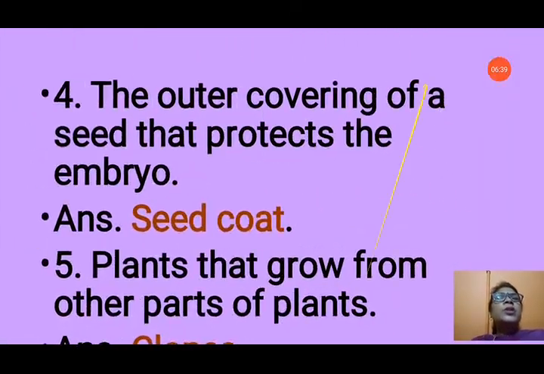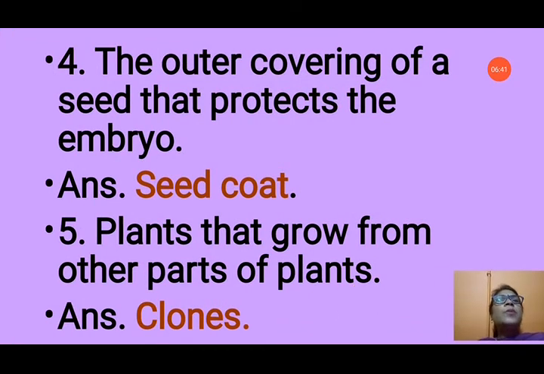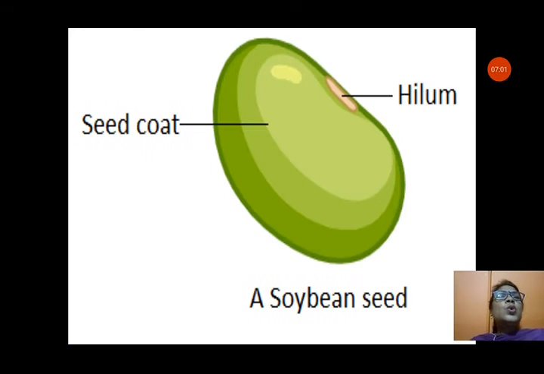Now next question is 4 number. The outer covering of a seed that protects the embryo is seed coat. 5th number is plants that grow from other parts of plants are called clones. That means the vegetative part of the plant also can grow into a new plant. These new plants that are grown from the vegetative parts of the plants are known as clones. You can see the seed coat here in this picture.